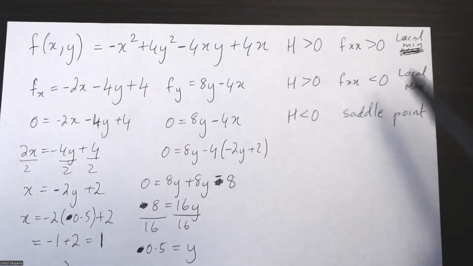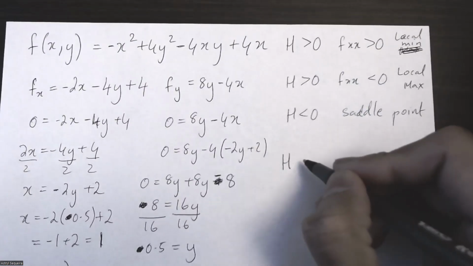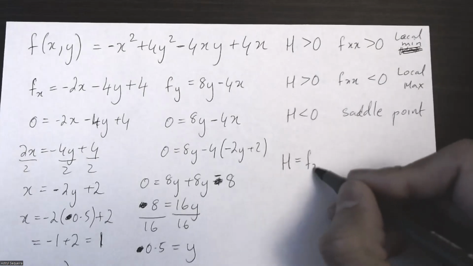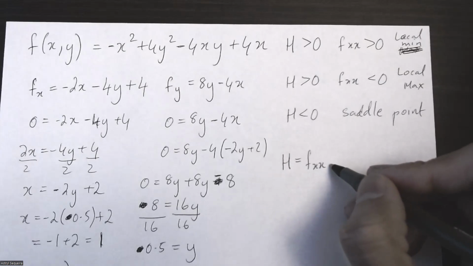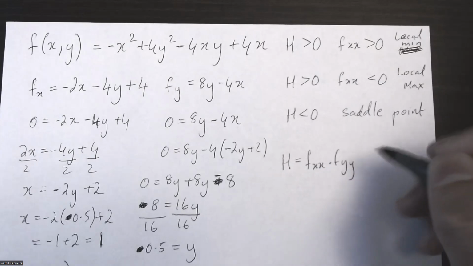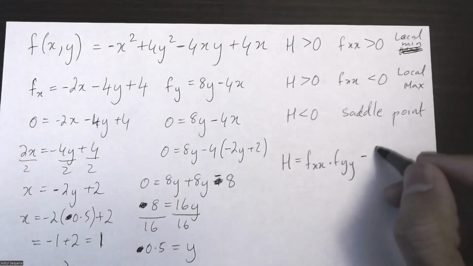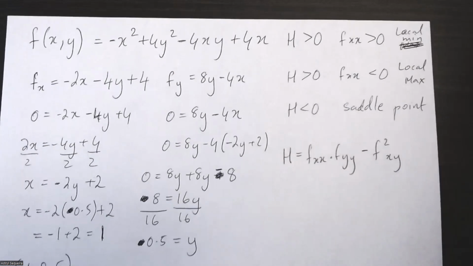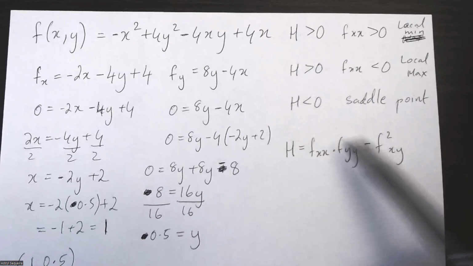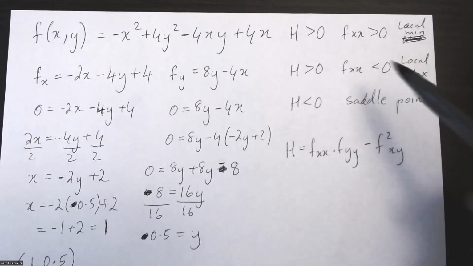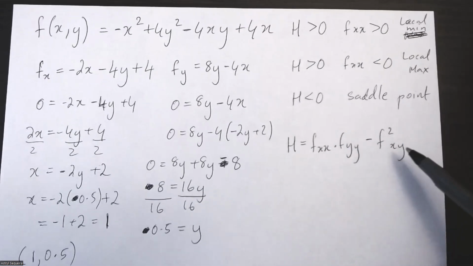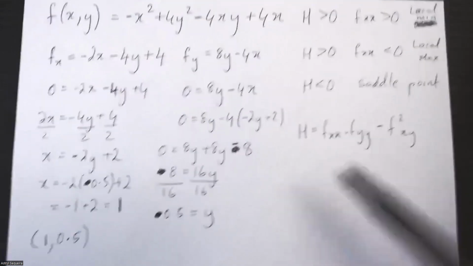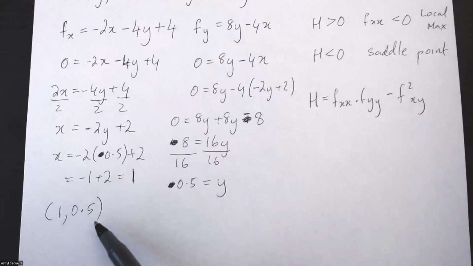So now I'll just explain what h is. H is just derived from the Hessian matrix. The formula for h is just fxx times fyy minus fxy squared. All we have to do is calculate fxx, fyy, and fxy, and then we just put it in this equation, and that will classify this critical point for us.